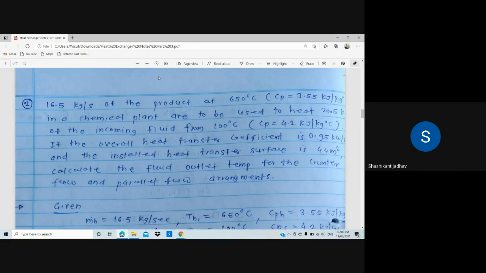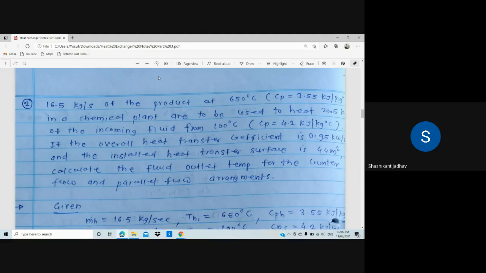Okay, so means mass flow rate of the cold fluid is given, that is m dot c is equal to 20.5 kg per second of the incoming fluid from 100 degrees Celsius. Okay, means inlet temperature of the cold fluid is also given, that is Tc1 is equal to 100 degrees Celsius. And Cp of the cold fluid is also given, that is Cpc is equal to 4.2 kilojoule per kg degree Celsius.